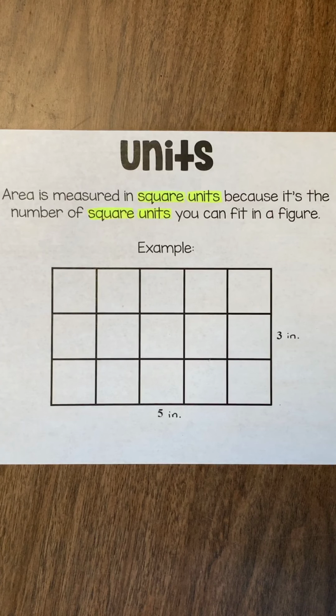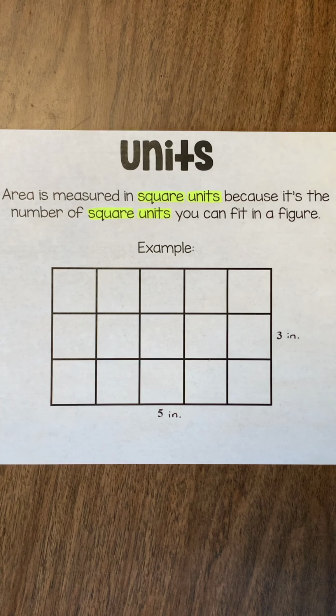All right, the next idea that we need to discuss is units of measurement. When you measure things, there's always a unit. For example, you might have a pencil that's 6 inches long. In that case, the unit would be inches. Or maybe you have a paper clip that's 4 centimeters long. In that case, the unit would be centimeters.